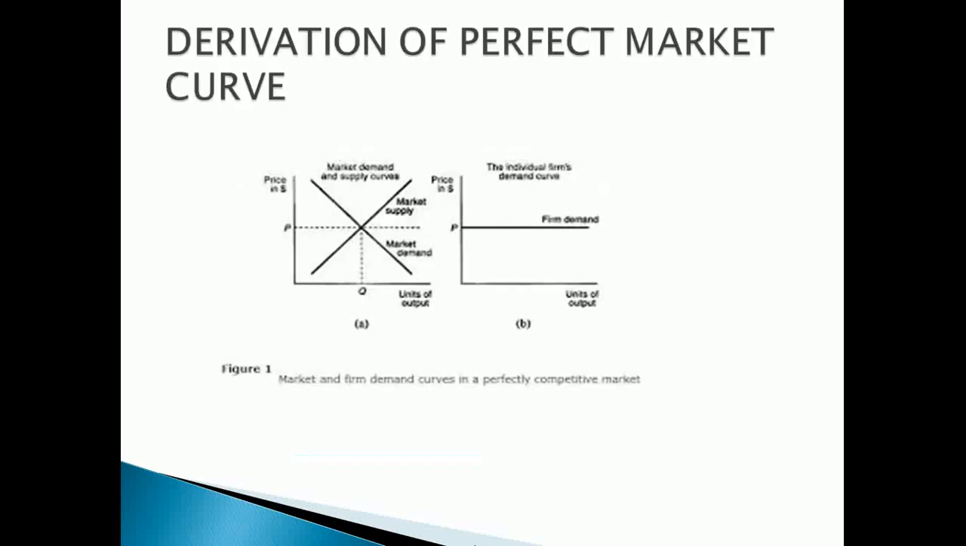Now, there are three circumstances or three situations in a perfect market, in the short run and in the long run. In the short run, a perfect market can experience supernormal profit. In the short run, it can experience a subnormal profit or loss. And then in the long run, it can also experience normal profit.